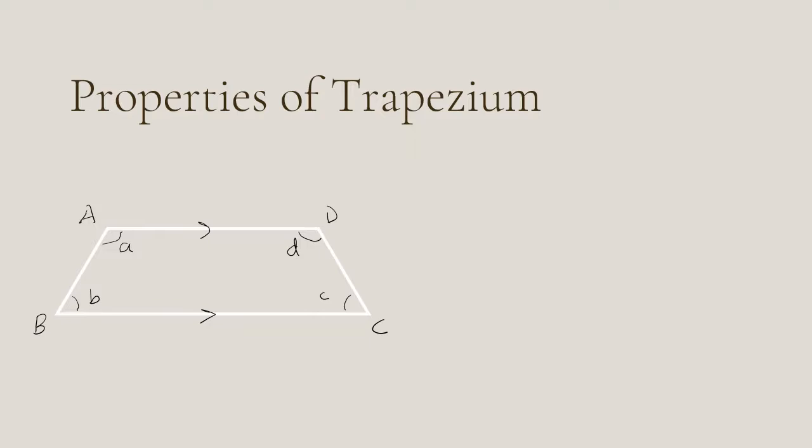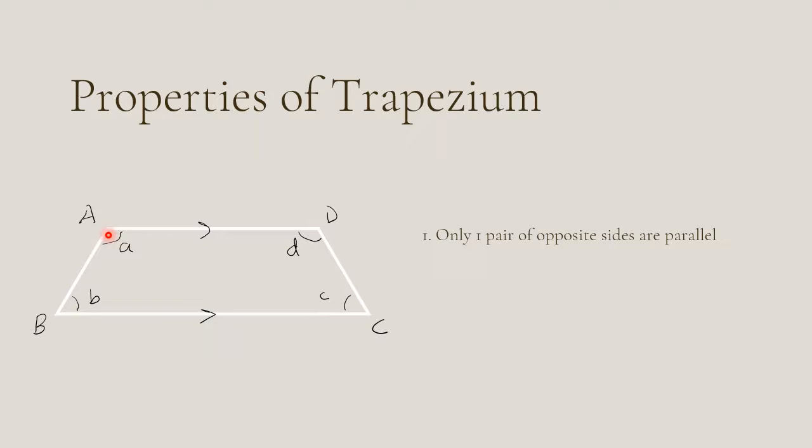So we have a trapezium right over here. We have A, B, C, D that makes up a trapezium. We have also four angles in the trapezium, that is angle A, angle B, angle C, and angle D. So the first property of a trapezium is only one pair of opposite sides are parallel.